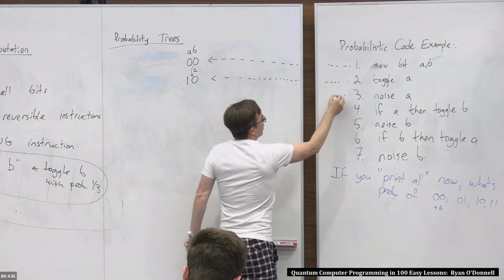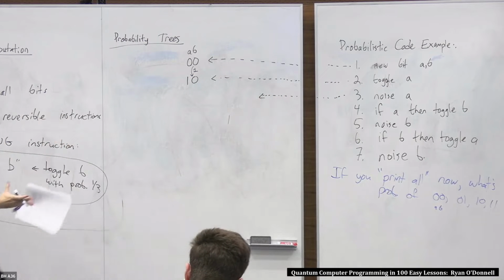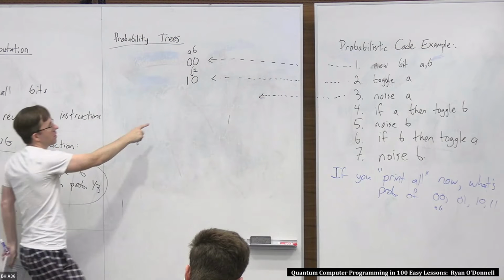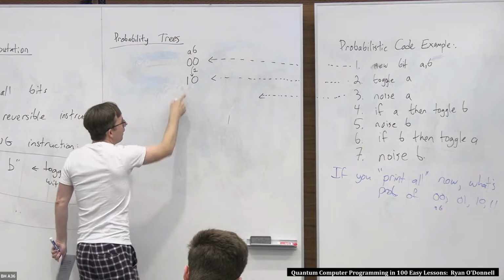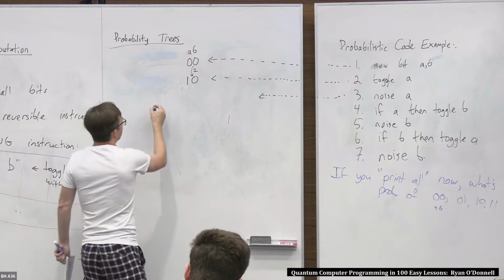Now we come to an instruction that has some randomness in it. So we have to branch into two different worlds depending on what happens. So we're going to do noise on A. B is ignored, so B is going to stay 0, but A is 1. So 2/3 of the time it'll stay 1, and 1/3 of the time it'll get toggled to 0. I always like to put my zeros on the left and my ones on the right. So I'm going to do it like this.